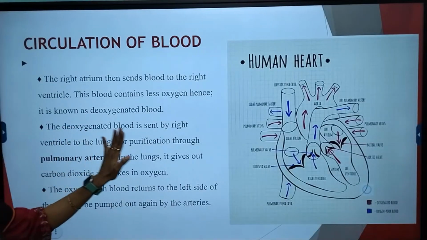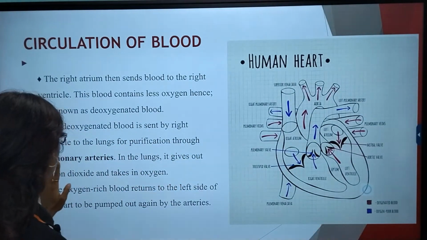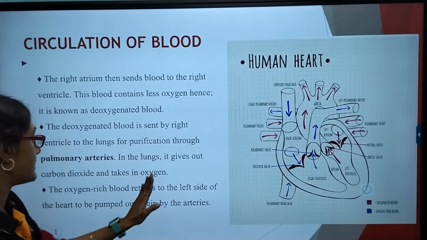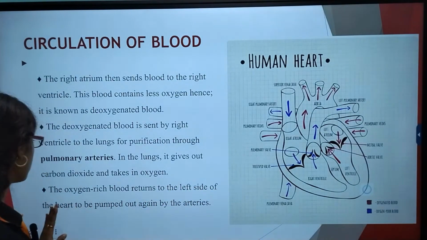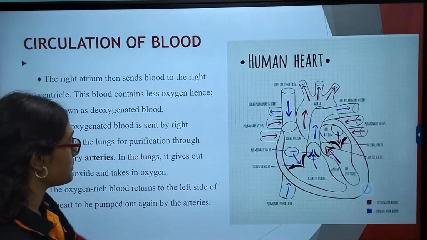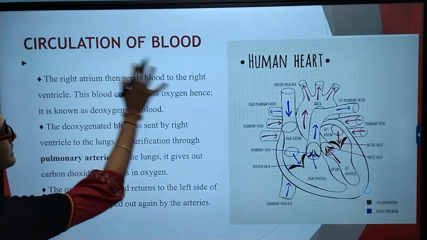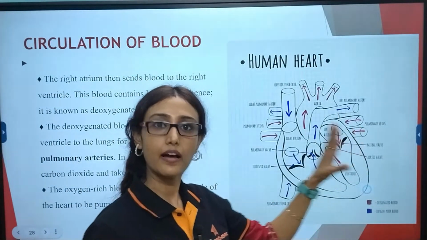The deoxygenated blood is sent by the right ventricle to the lungs for purification through the pulmonary arteries. In the lungs, it gives out carbon dioxide and takes in oxygen. The oxygen-rich blood returns to the left side of the heart to be pumped out again by the arteries. The thing I have explained is written in such a big language, which I have explained easily to you via diagram.